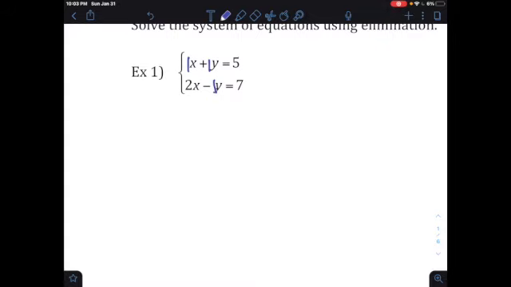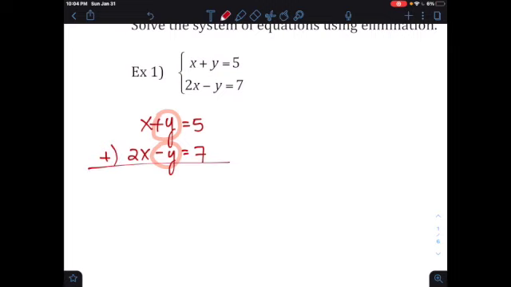3. You need to make sure they are opposite signs. So after the number is the same, do they have opposite signs? Because their number is the same and the sign is opposite, I'm going to add the two equations together. So here it is: x plus y equals 5, and then 2x minus y equals 7. Because with y, one of them is positive, the other one's negative, and they both have 1, I'm going to add the two equations together.